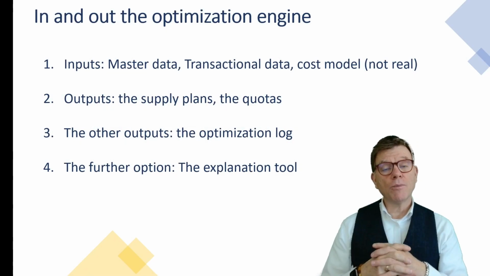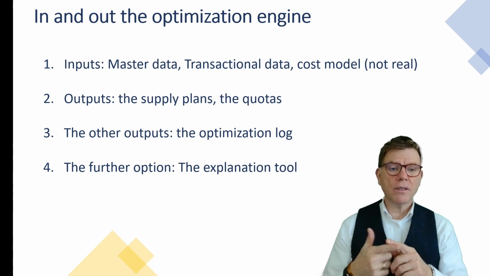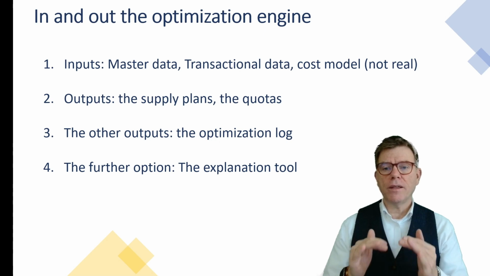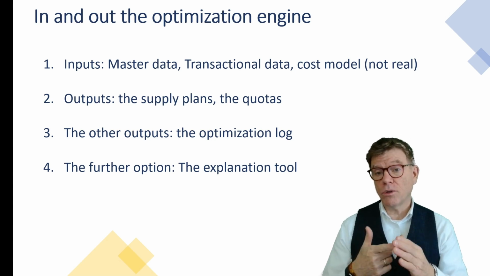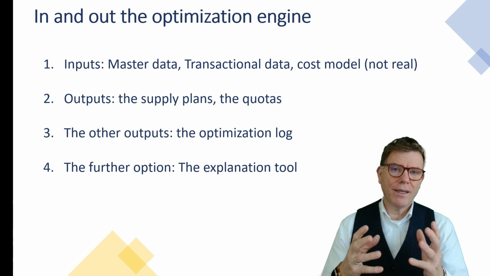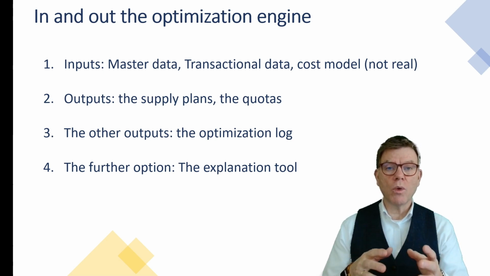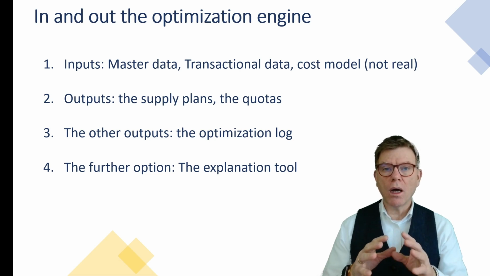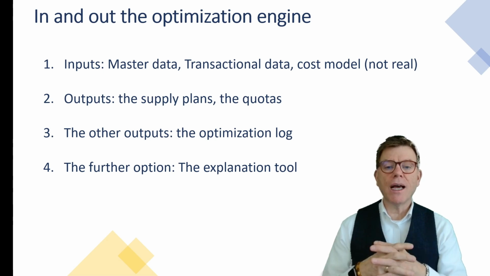In process terms, an optimization session is made of inputs, which are master data, cost, and transactional data. Then secondly, the outputs which are provided by the optimizer, and they are the supply plan, possibly the quota. These are the main outputs. Third, the other output, which is the optimization log, where you can understand, that's not so easy, why the optimizer has taken this decision or that decision. This is the optimizer log.